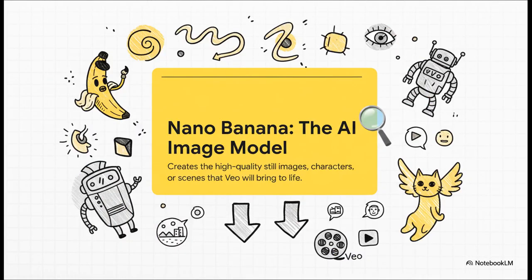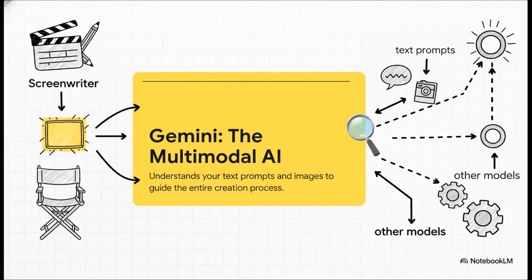Next on the crew, you have Nano Banana. This is your art director. This is Google's image generation model. You use this to create all the visual stuff, your characters, the props, the backgrounds, basically everything that VO is going to eventually animate. And at the very heart of it all, running the whole show is Gemini. Gemini is both your screenwriter and your director. It's the multimodal brain that actually understands your creative vision. It takes your prompts, analyzes your images, and tells the other models what to do to bring it all together.